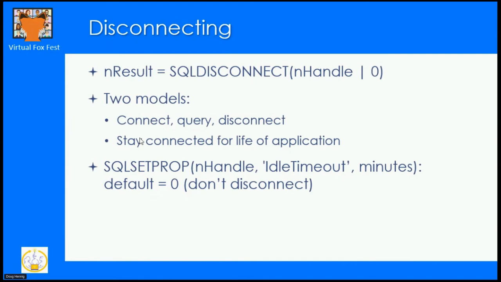So this connect, query, and disconnect model is certainly a lot more viable than it was before connection pooling became available. One thing you might want to do is set the idle timeout property using SQLSetProp. What happens here is that if a connection hasn't been used in a while, for several minutes, you can have it automatically disconnect rather than keeping that connection live. The default value is zero, which means don't disconnect automatically, but you could set it for say 10 minutes. If no SQL query has been issued for 10 minutes, then disconnect from the data source. And we'll see another way that you can handle that later on.